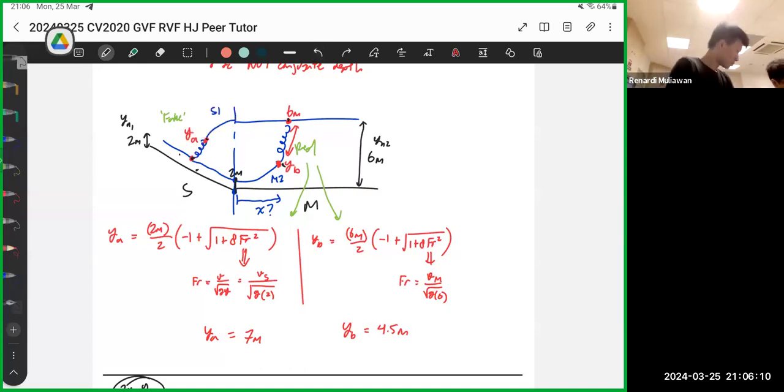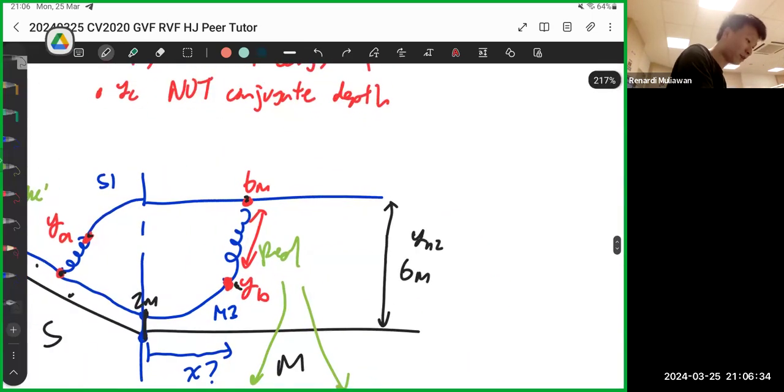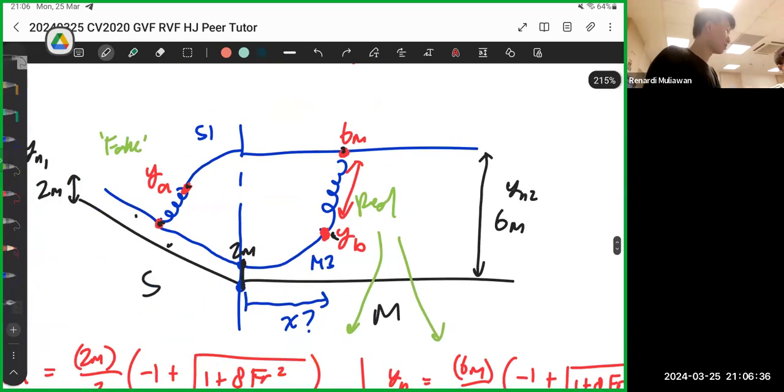Just one more question about the alternate depth. Alternate or conjugate? Conjugate I understand because of the drawing you mentioned. Conjugate is the hydraulic jump. So these two are the conjugate depths. It's the before and the end of the hydraulic jump. Yeah, correct.